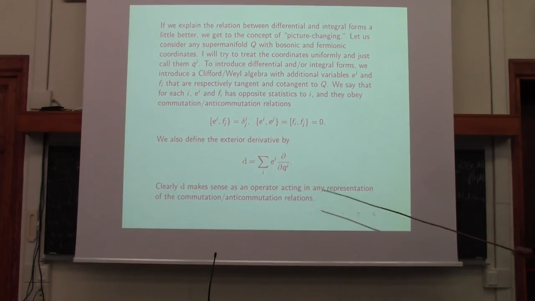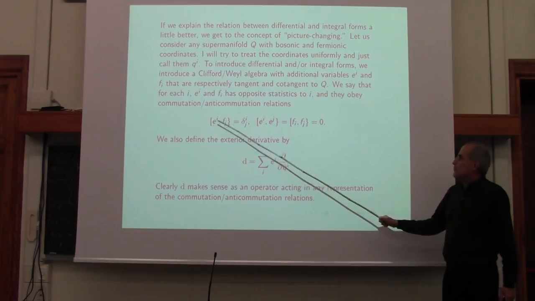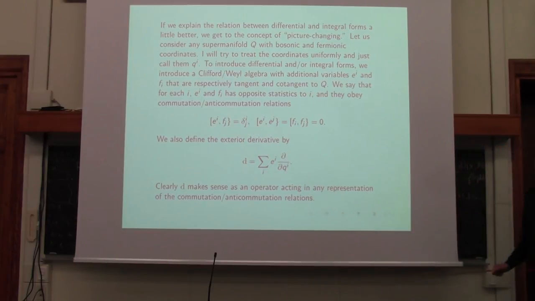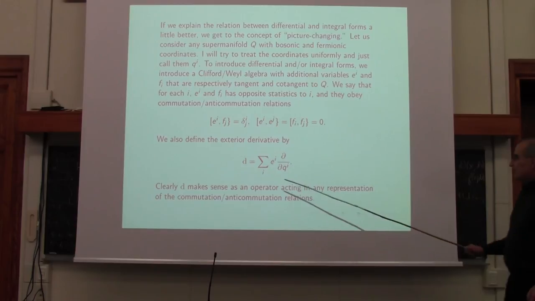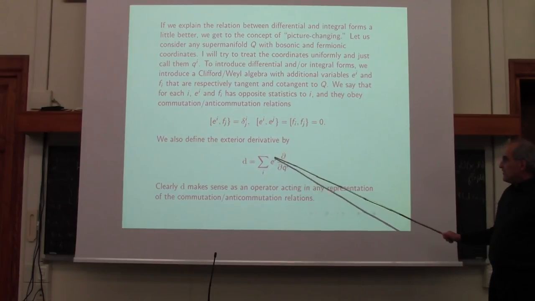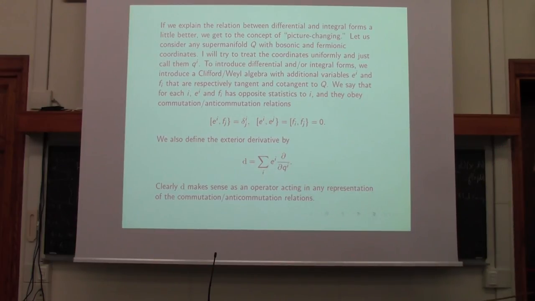So I use this funny symbol with the square bracket on one side and the curly brace on the other. That's a commutator if they are bosonic and an anti-commutator if they're fermionic. We also define the exterior derivative as the sum of e^I, d by d q^I. Clearly, the exterior derivative makes sense as an operator acting in any representation of the commutation and anti-commutation relations.